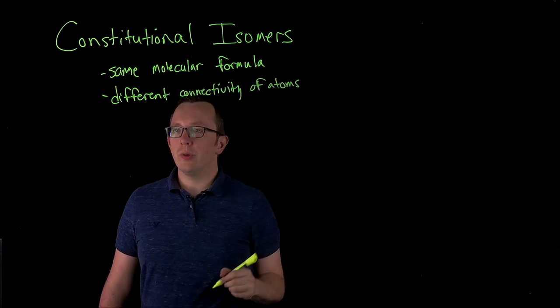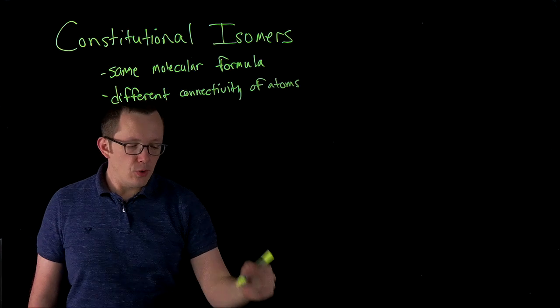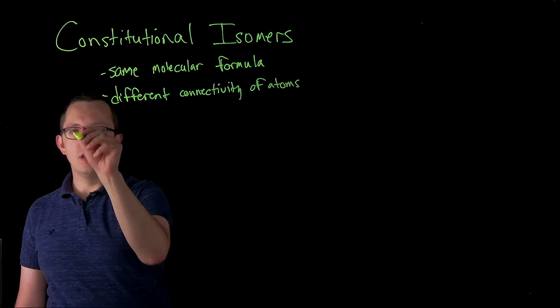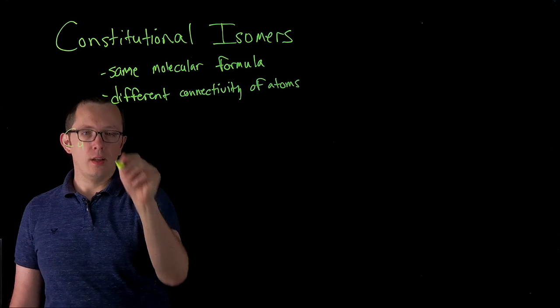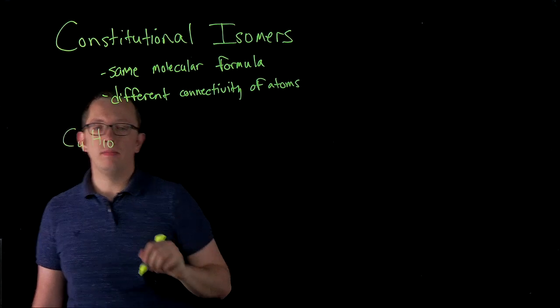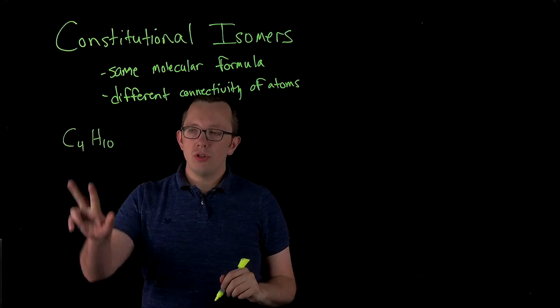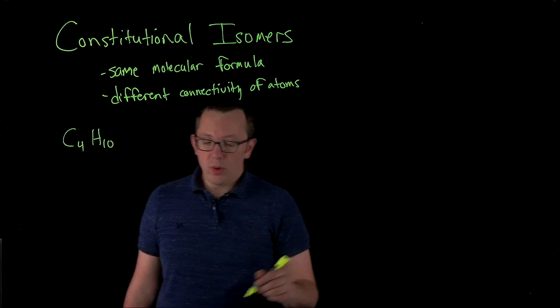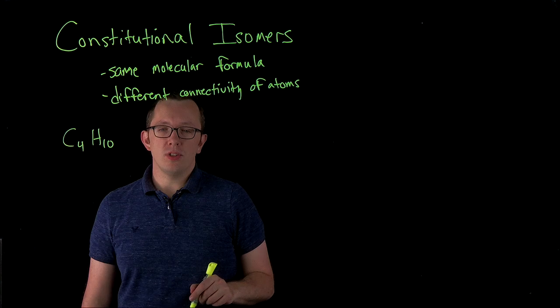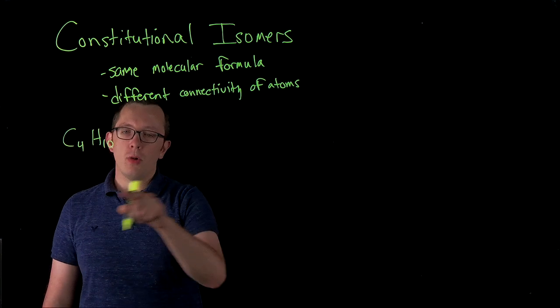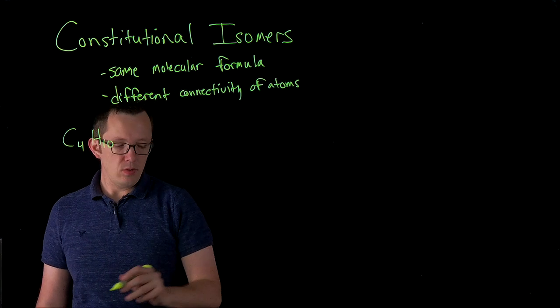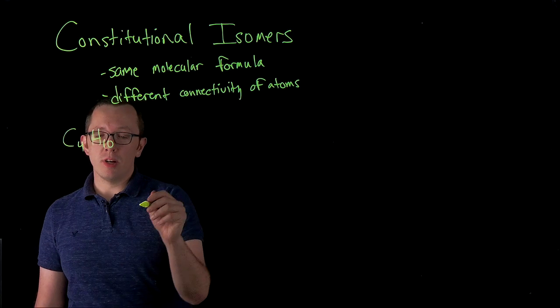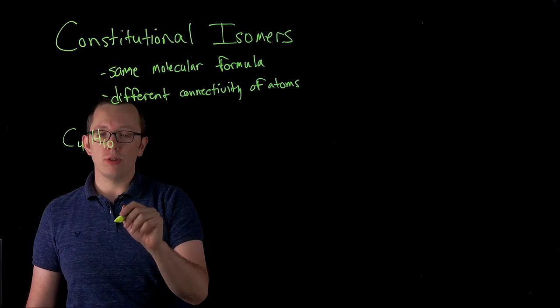So let's work through an example of this. When we get up to a molecular formula such as C4H10, there are going to be two different ways we can put together this molecule. We can take all of our carbon atoms and put them all in a chain, all in a row. I'll draw it out in line bond notation. You can practice this in Lewis structures as well.